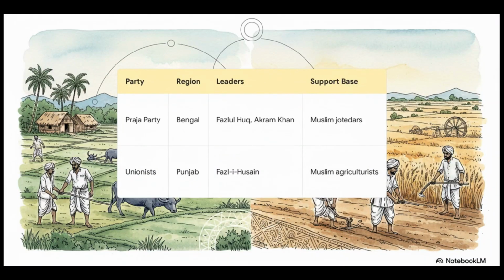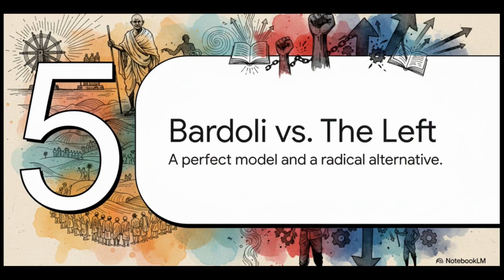Another path people took was formal politics, but outside of the Indian National Congress. You had the Praja Party in Bengal, which was for wealthy Muslim peasants, and the Unionists in Punjab, who focused on other farming groups. Both of them felt like, hey, the main Congress party just doesn't get our specific economic problems. So by the late 1920s, you've got these two major forces competing to lead this newly awakened peasantry.